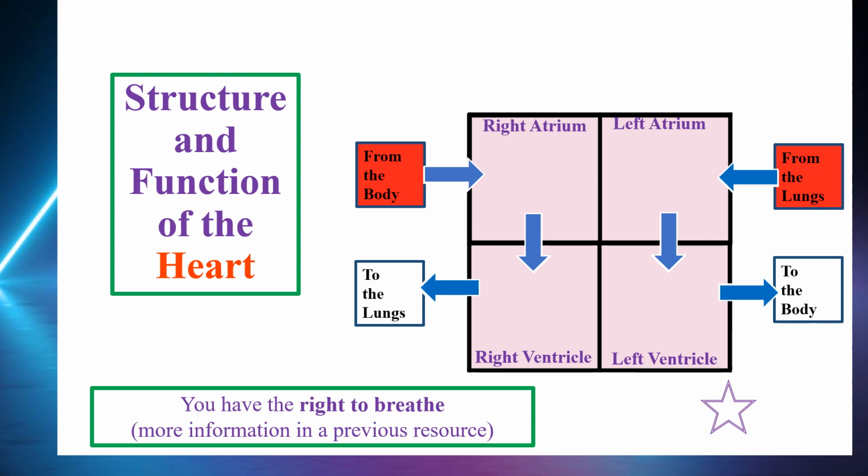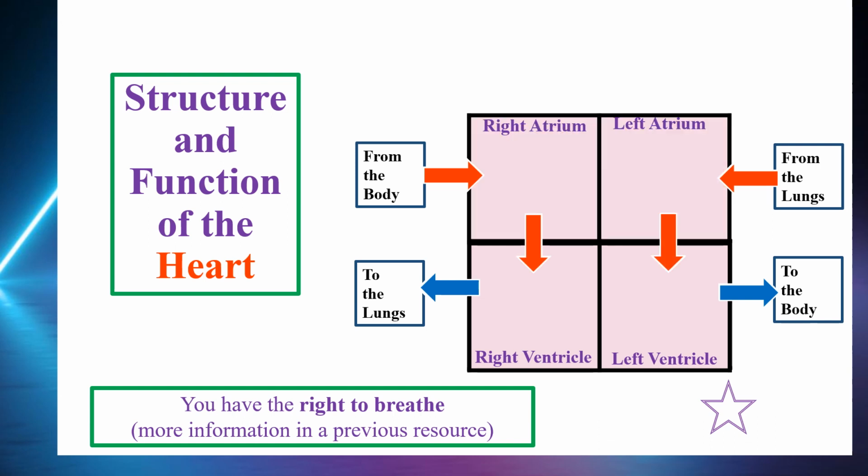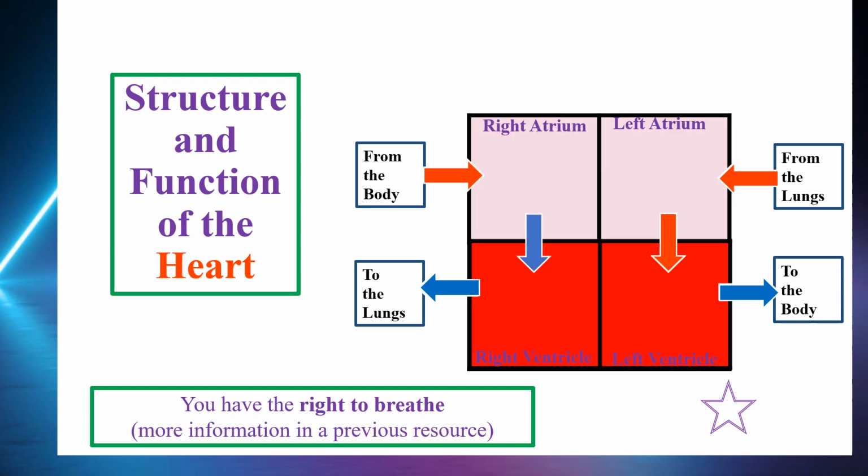So we have blood in the body, blood in the lungs that need to come back to the heart. They're going to come into the right and the left atria. The atria are going to squeeze and pump that blood into the ventricles. The ventricles will squeeze and pump it out to the lungs and out to the body.